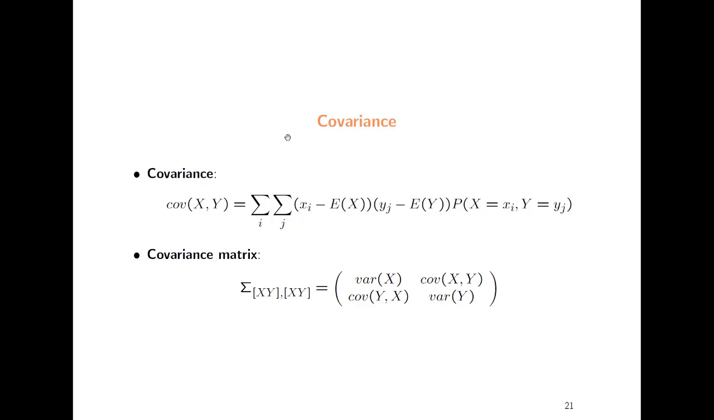Another important quantity is the covariance matrix. It's a 2 by 2 matrix. On the diagonal, we simply have the variance of the two random variables. And on the off diagonal, we have the covariance of these two random variables. This is automatically a symmetric matrix, because the off-diagonal terms are both the covariance, but the diagonal terms, of course, can be different.